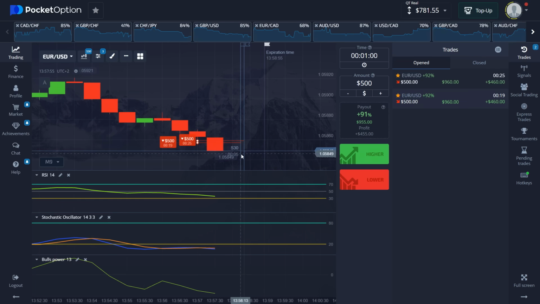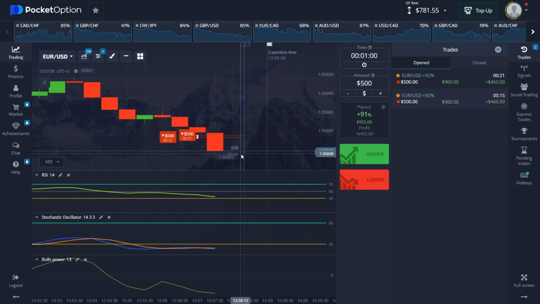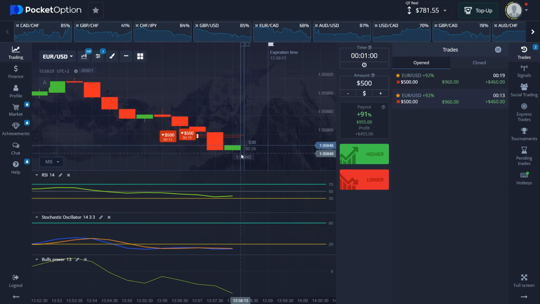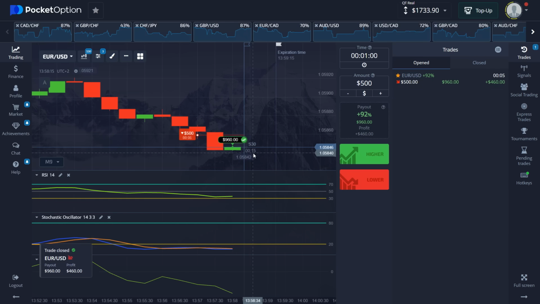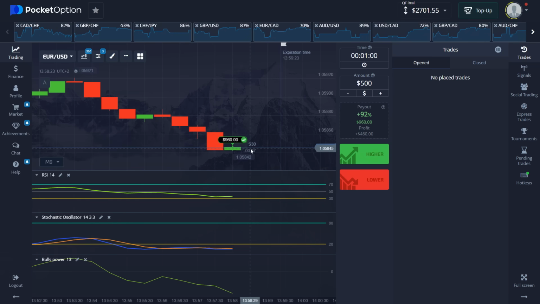Now, this strategy once again works on any market that you trade on. You can trade on OTC with this strategy, you can trade on the regular market with this strategy, and the results are going to be just as amazing. And I tried this strategy yesterday and it was absolutely amazing. I got 6 wins in my trading session on my main account, and today I'm trading on another account, and as you can see, we secured the first win and we already made $940. So this is how easy it is.